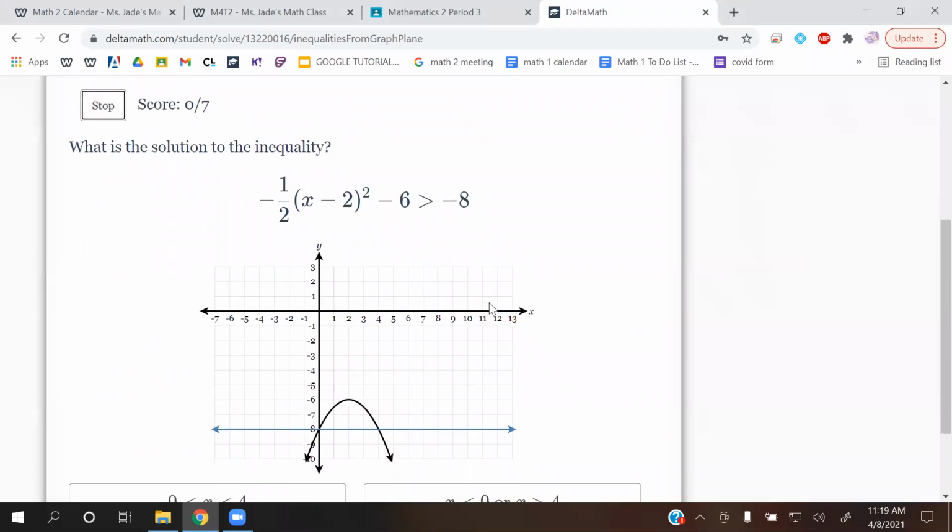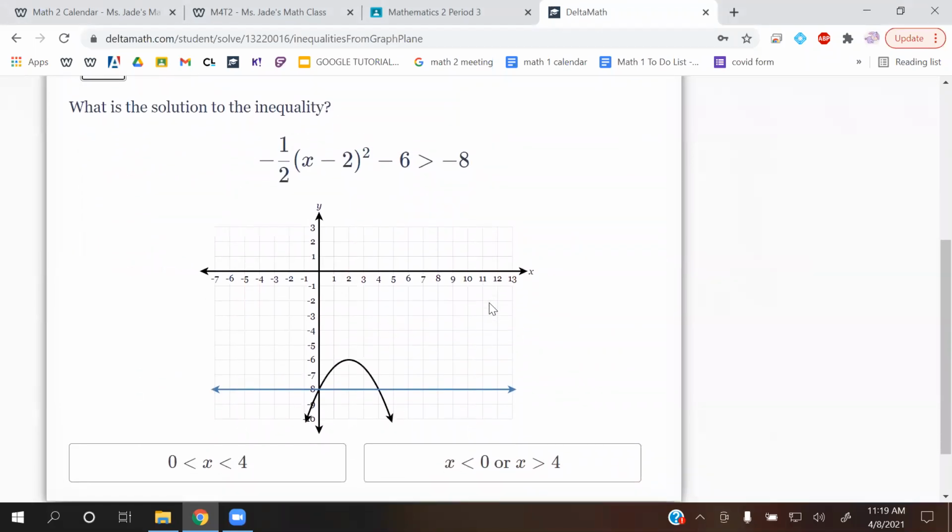So it looks pretty complicated. However, I'm going to tell you it's not as complicated as it looks, because this equation is the quadratic, the curvy graph. And then this line, -8, that's this blue line. So you're saying the curvy graph should be greater than the straight line.